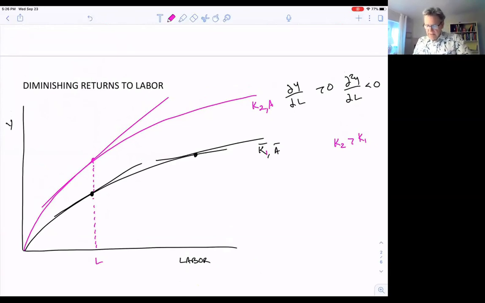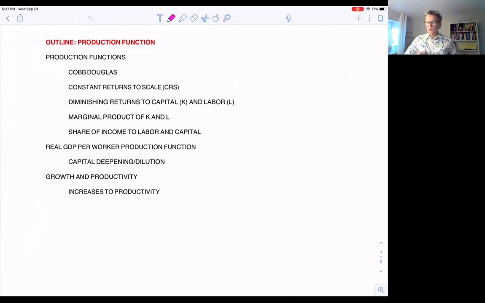Okay, so what we did in this video is we went through production functions, particularly the Cobb-Douglas production function, and what constant returns to scale and diminishing returns are. So this is why economists like the Cobb-Douglas production function. It's got diminishing returns to capital and labor, and yet it has constant returns to scale.